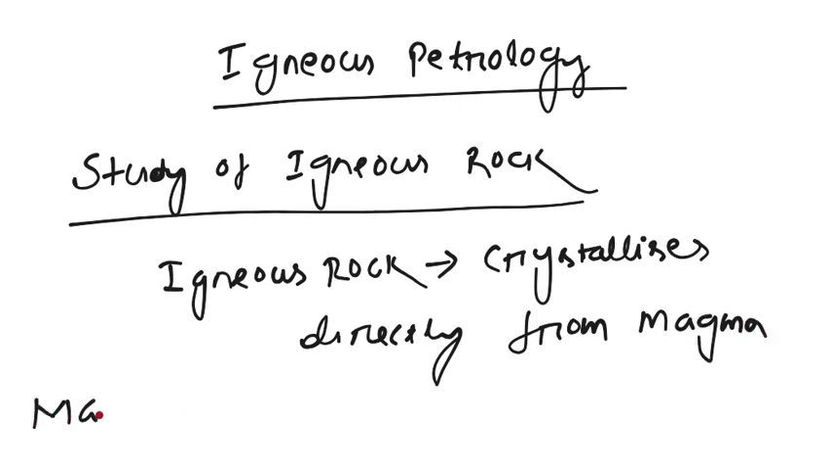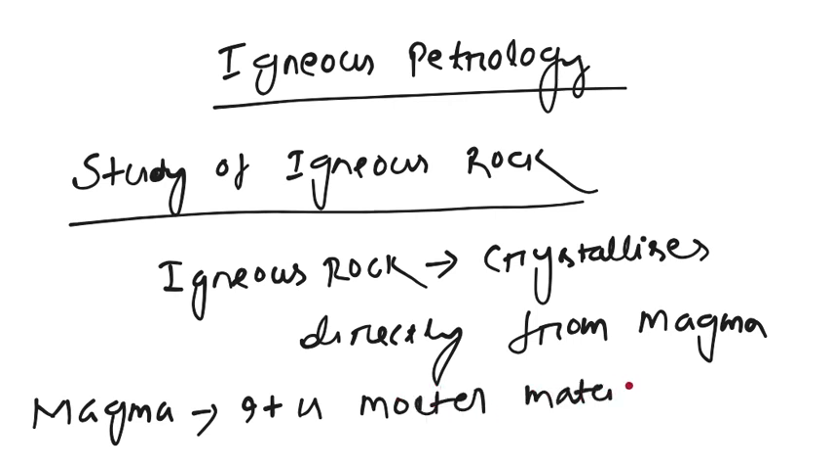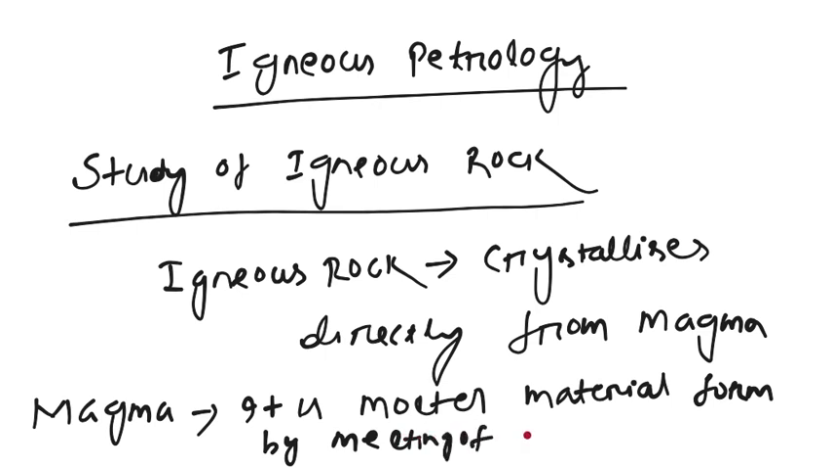And what is a magma? So it is a molten material which is formed by the melting of lithosphere or mantle.